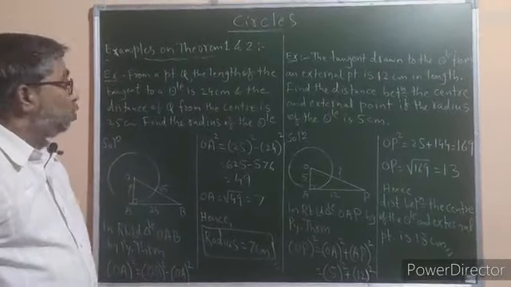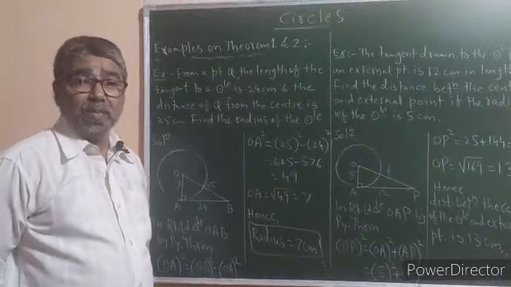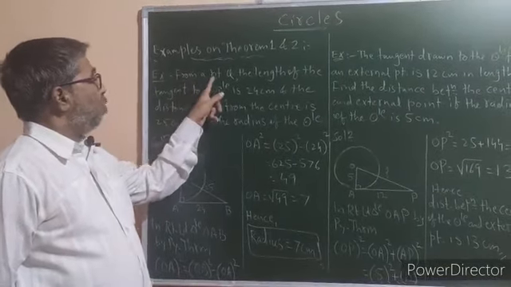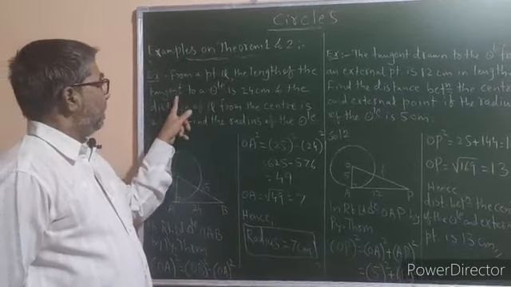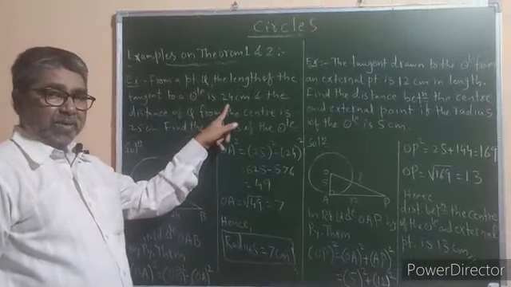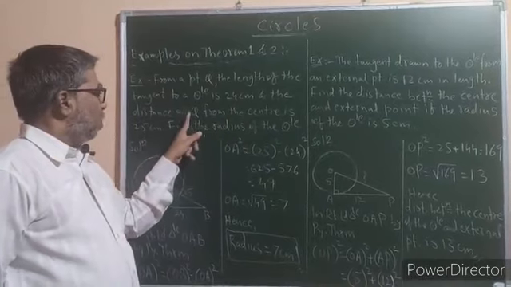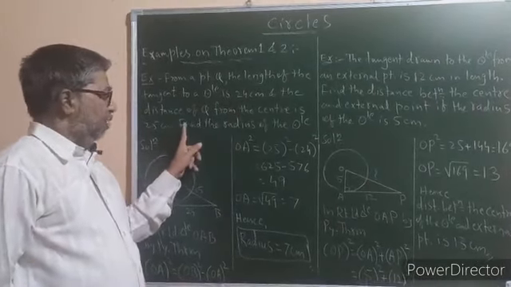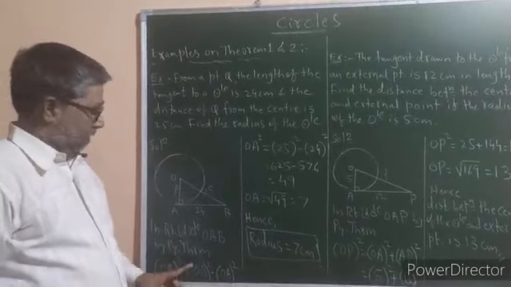So let us see two more examples involving theorem number 1. The first example is, from a point Q, the length of the tangent to a circle is 24 centimeters and the distance of Q from the center is 25 centimeters. Find the radius of the circle.